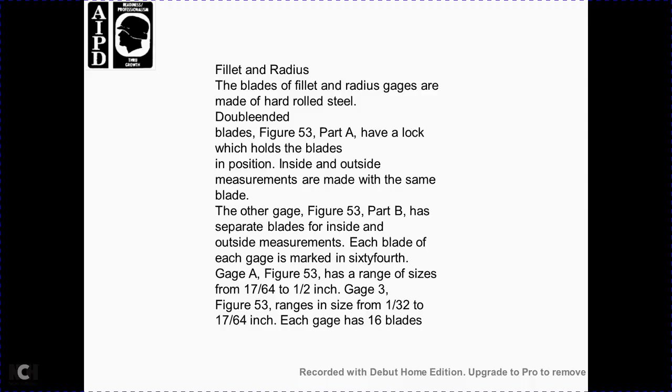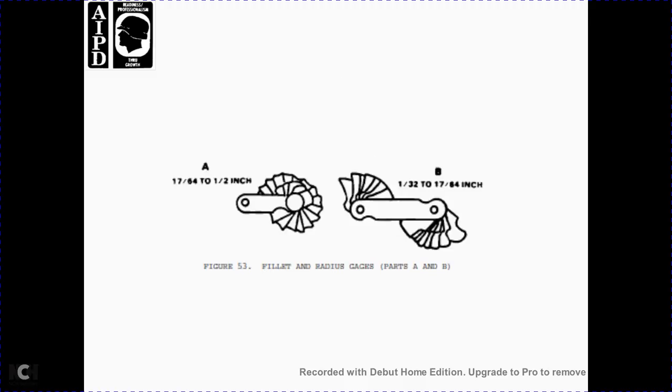Fillet radius. The blades of the fillet radius gauges are made of hard rolled steel, double ended. In figure 53 part A, the gauge has a lock with a hole for the blades to be held in position, inside out, with the measurement made with the same blade. On the other gauge, figure 53 part B, each blade is separate, with inside and outside diameter measurements. Each gauge is measured and marked in 64ths of an inch. The range for the gauge in part A is 17/64 to 1/2 inch, and for part B, 1/32 inch to 17/64 of an inch. Each gauge has 16 blades.